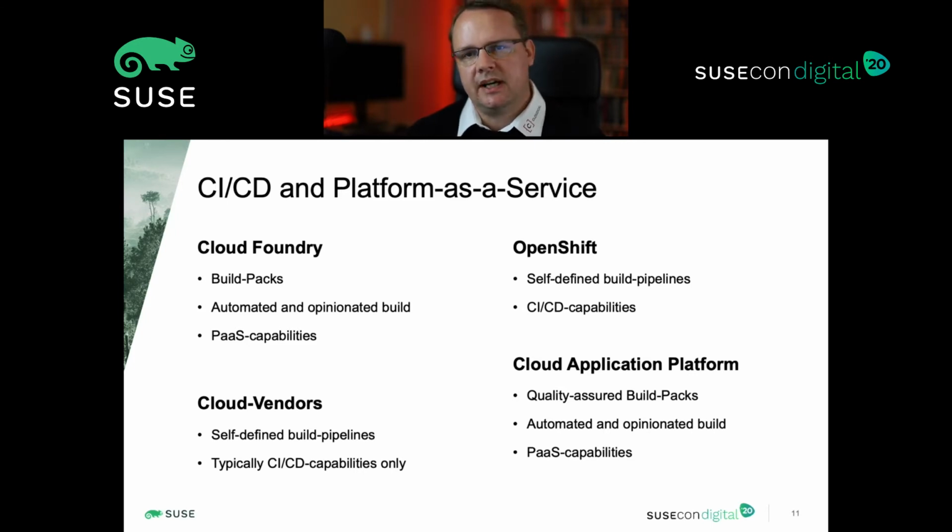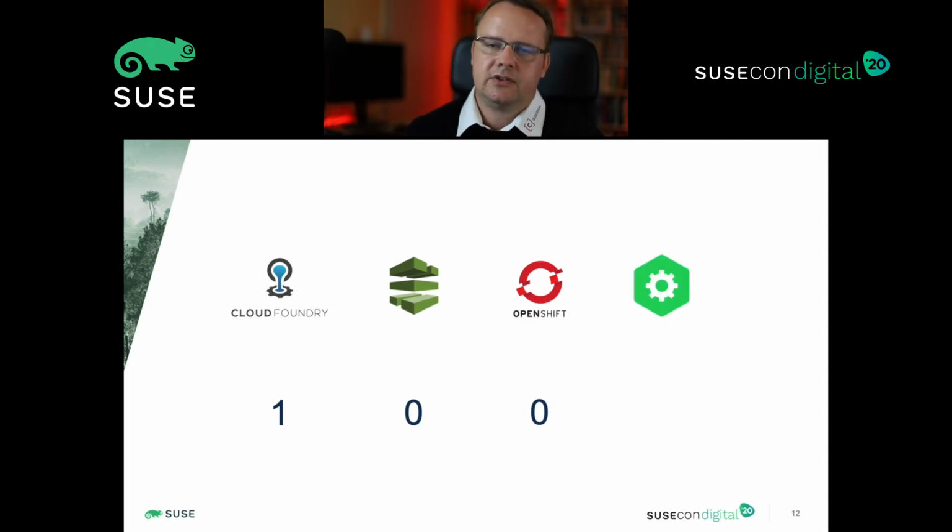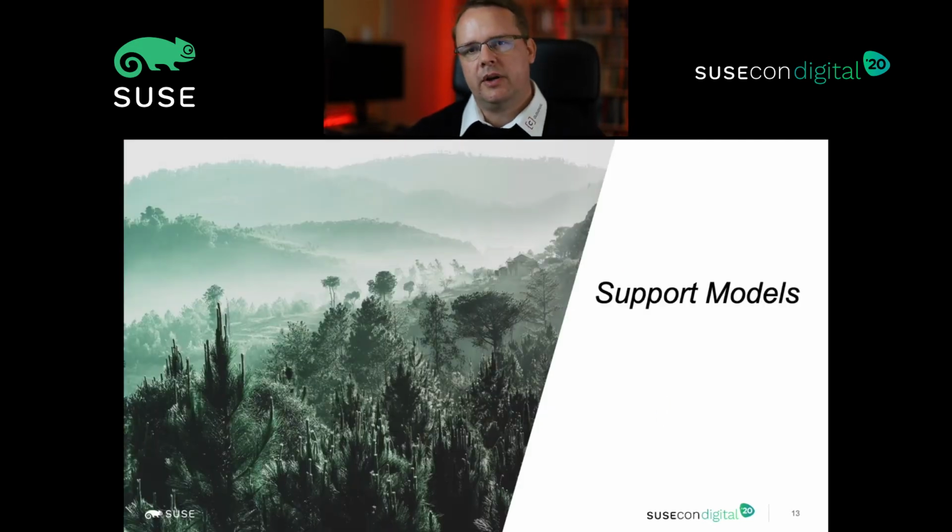So when it comes to CI/CD and platform as a service, we will give Cloud Foundry 1 point. The cloud vendors will receive 0 points. Red Hat's OpenShift will receive 0 points. And SUSE Cloud Application Platform gets 1 point. Again, that is not to say that the functionality provided by cloud vendors and Red Hat's OpenShift offering are bad by any means, but Cloud Foundry offers more. So that is basically why we gave 1 point for the Cloud Foundry based solutions and 0 points for the other ones.